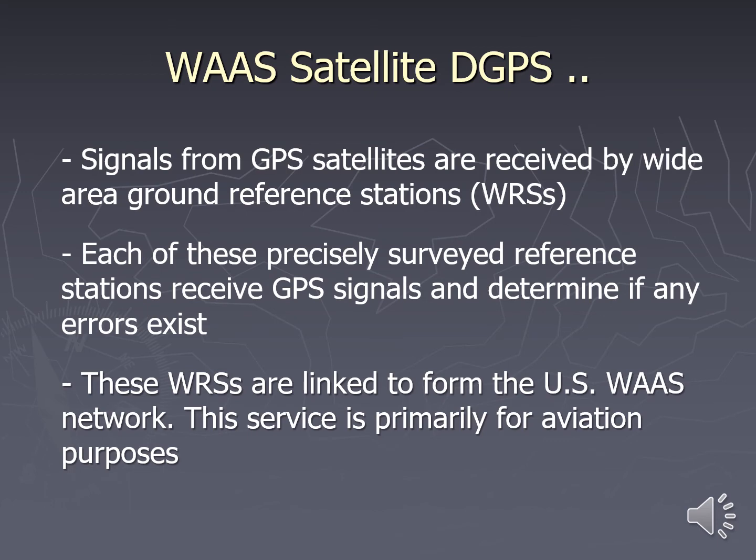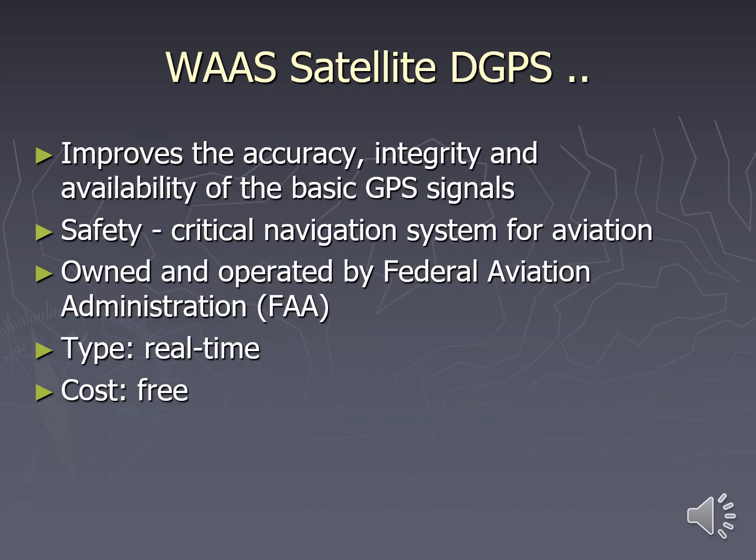Signals from GPS satellites are received by the reference stations on the ground throughout the network, and each of these precisely surveyed reference stations determines the signals and then sees if any error exists. If it does exist, they beam that corrected data back up to specific satellites that are part of their network and send it out to other receivers so that they can all be corrected. They're linked to join this total network, which is in essence for aviation.